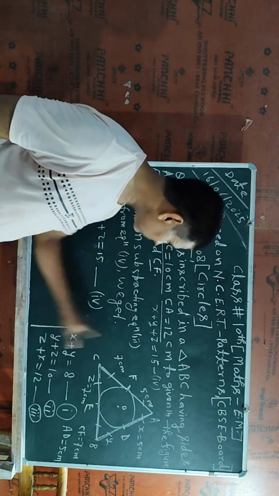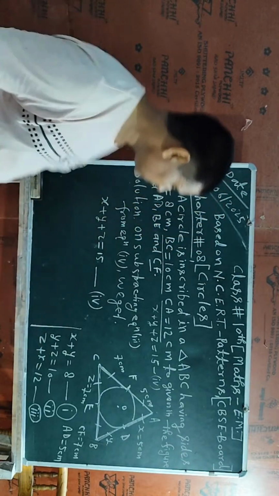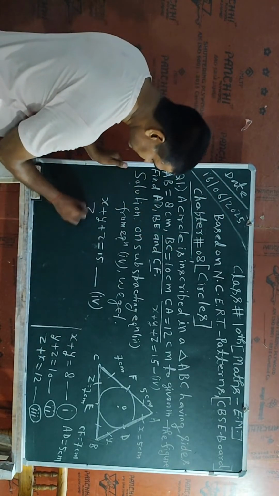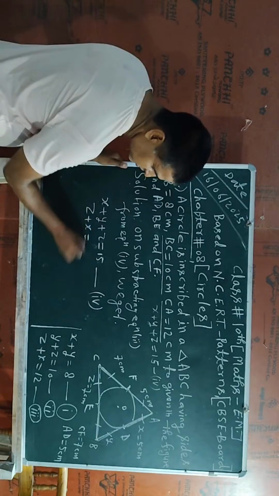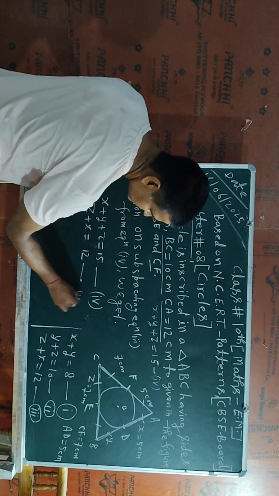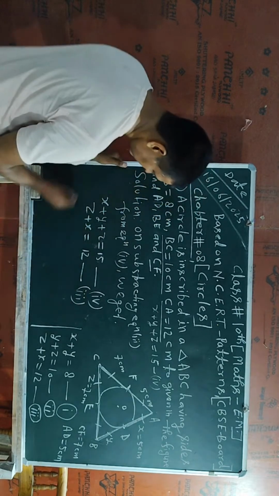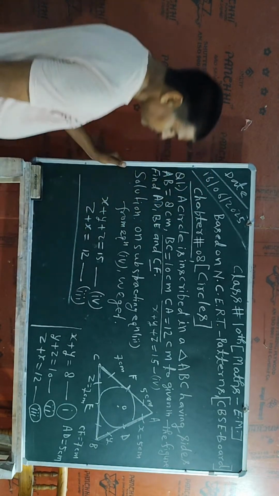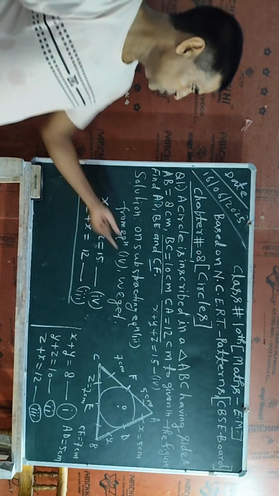Now I have to write equation number 3, that is z plus x, which is equal to 12 centimeters. So this is the equation number 3 I have written here. Now here I will draw a line. Now here I am going to use this concept.